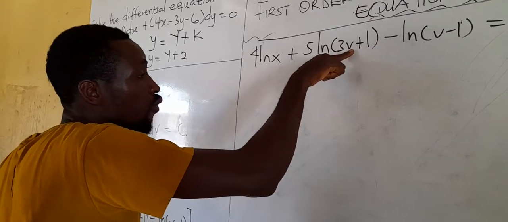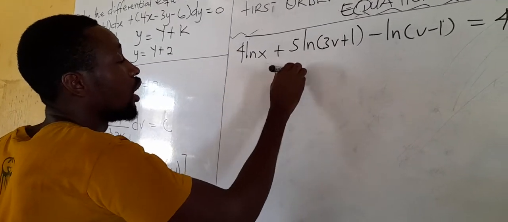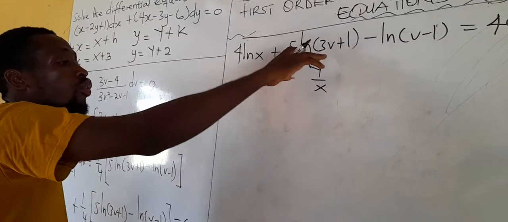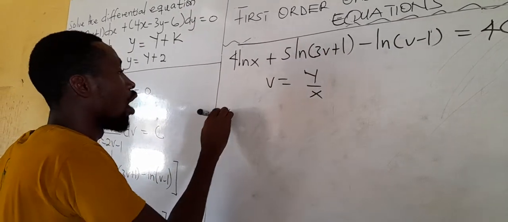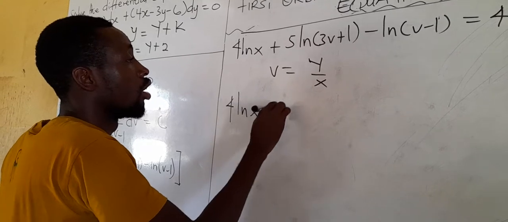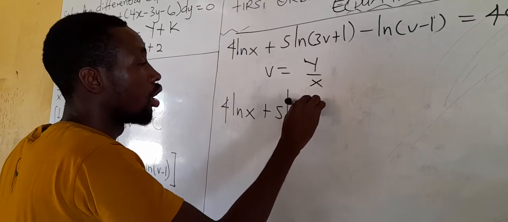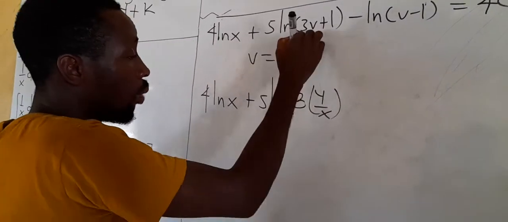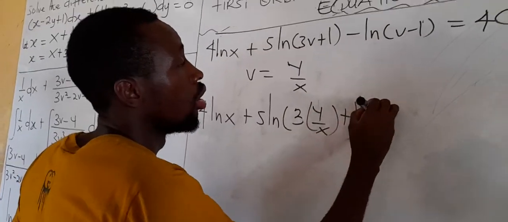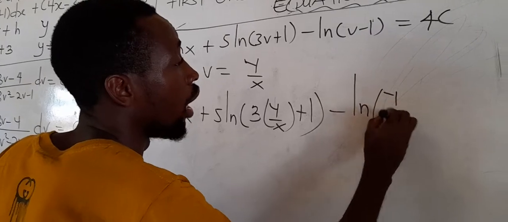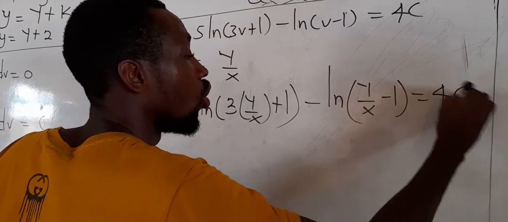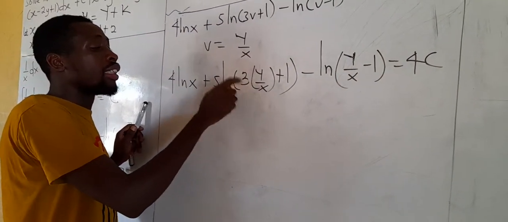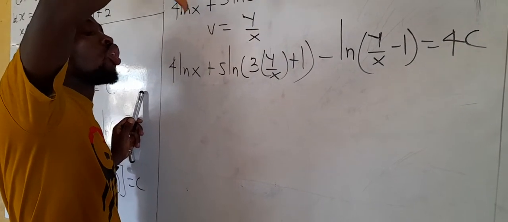Remember, we don't have v in the initial solving. And we said v is equal to y over x, if you remember very well. So in place of v, we'll put y over x. So we have 4 ln x plus 5 ln 3 y over x. So in place of v, I'll put that, plus 1 minus ln y over x minus 1 equal to 4C. Also, remember this will be the homogeneous system. So we have to go to the non-homogeneous system.